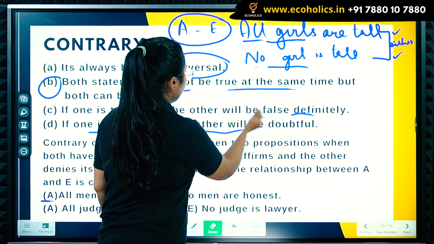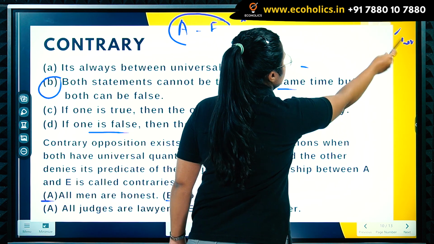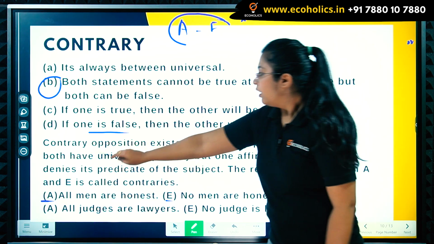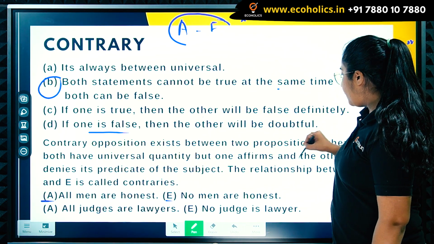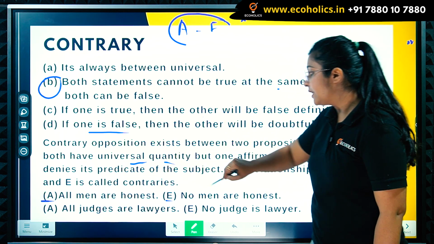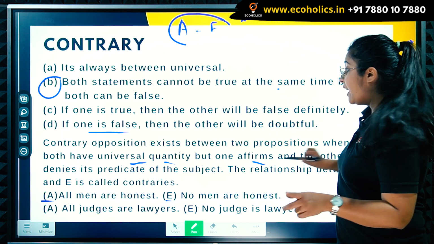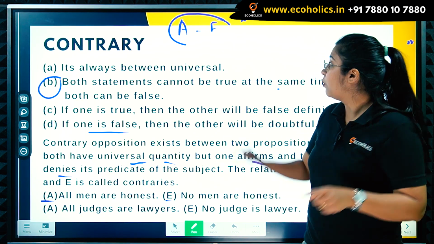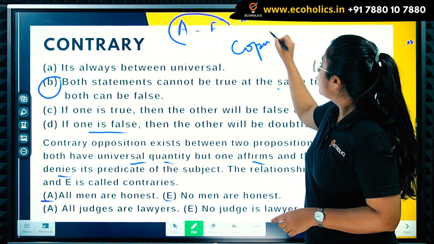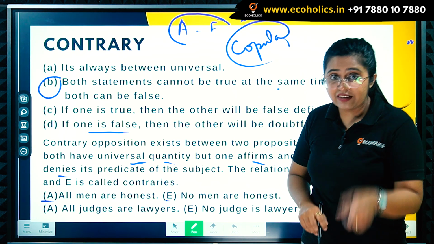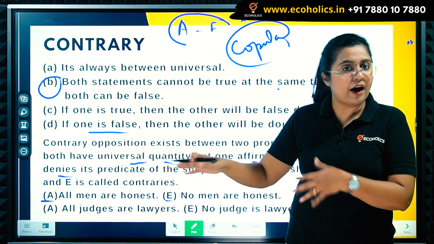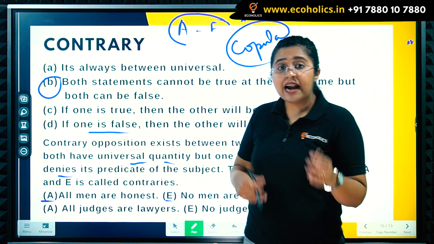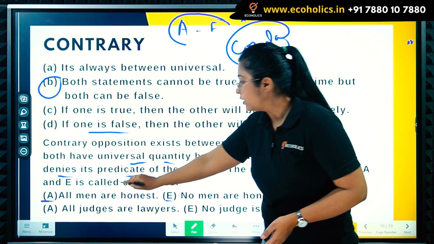So here there are a couple of examples. Let us look at the examples and understand from them. Contrary opposition exists between two propositions when both have universal quantity, but one affirms and the other denies its predicate. The role of the copula over here is very, very important: is not, are not. This is the copula concept. Then the relationship between E and A is going to be considered as contrary.